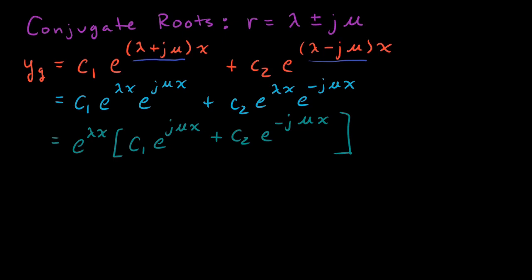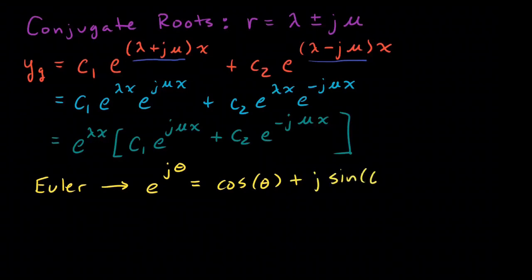Okay, so now we want to pull something out of our memory. If you remember from Leonhard Euler, we had something that said e to the j theta, the complex exponential, can be written as cosine of theta plus j times the sine of theta for some angle theta. Okay, so that's an important thing to note. So we're going to use that e to the j theta concept here in our e to the j mu x and our e to the minus j mu x.